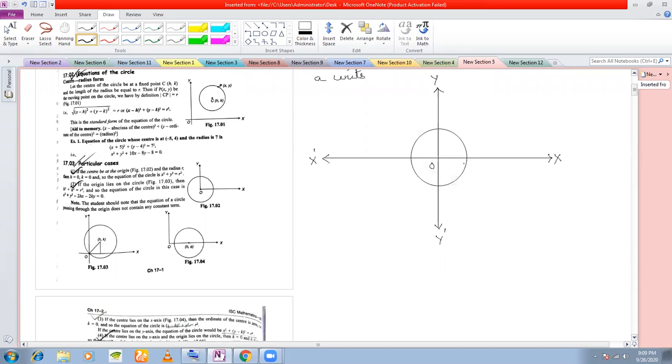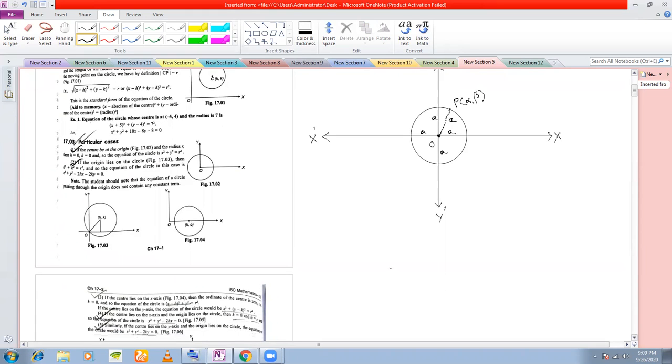A circle with center as the origin and radius a units. Okay, I say let P(alpha, beta) be any point on the locus. I don't know whether this is a circle or not. So I say let P(alpha, beta) be any point on the locus which always remains at a constant distance a from the origin. Therefore, what is the distance OP?